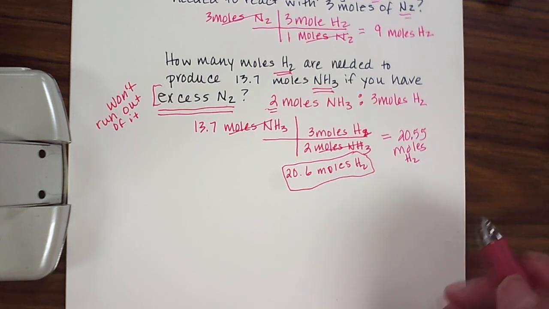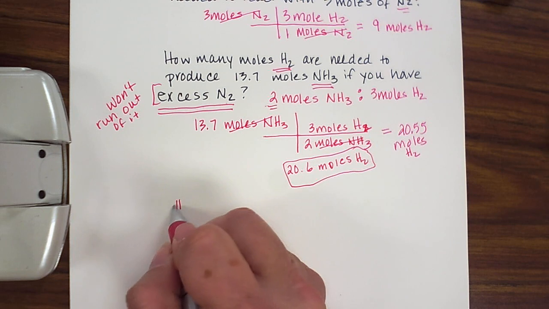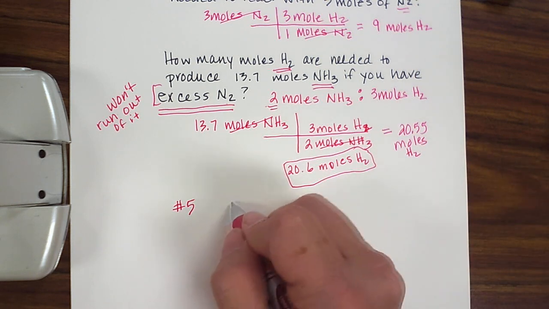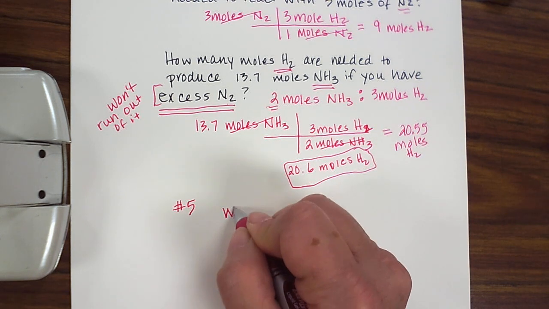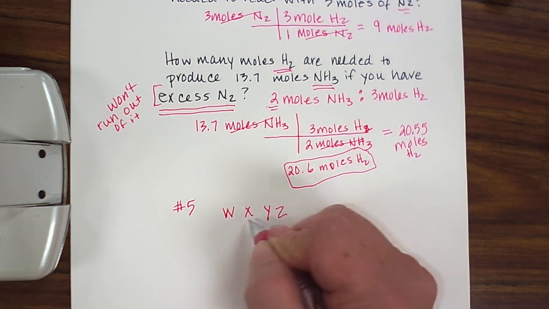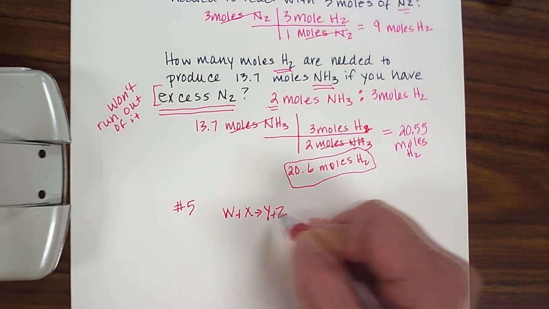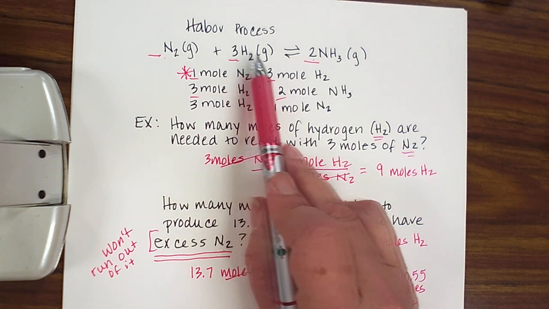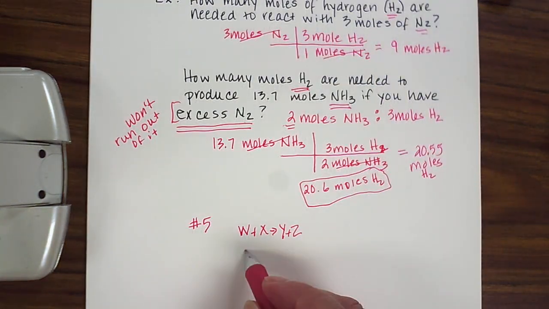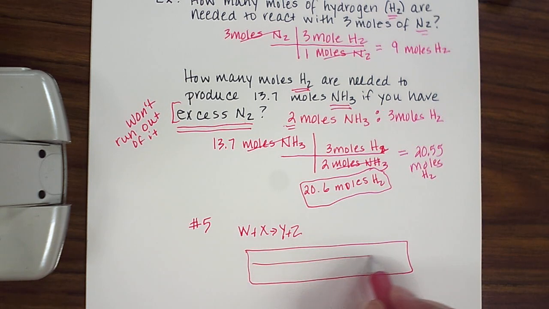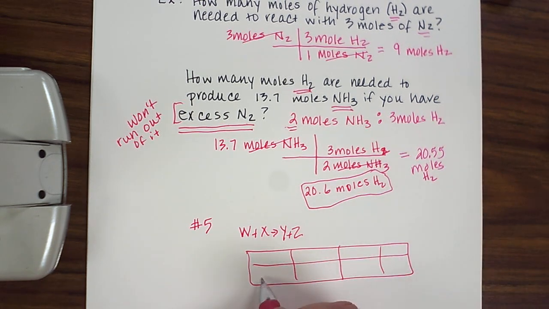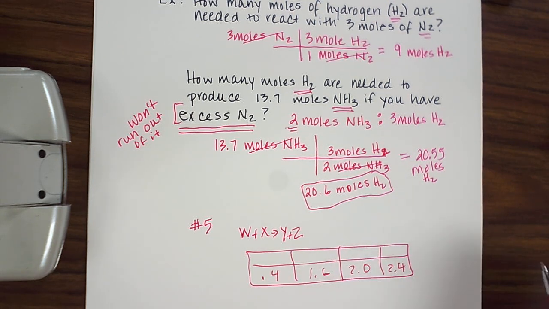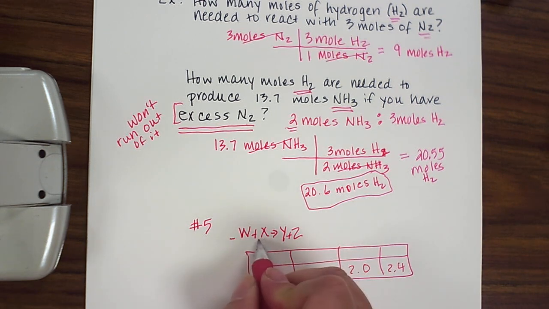All right. Now, in your homework, problem number 52, I'm letting you know, you're going to write the equation between W, X, Y, and Z. I don't remember exactly how it goes, like W plus X yields Y plus Z. But then you are supposed to find the molar ratio between them, and you're given a bunch of decimal numbers, like, I don't know, 0.4, 1.6, 2.0, and 2.4, something like that. And you have to find the coefficients that go here.